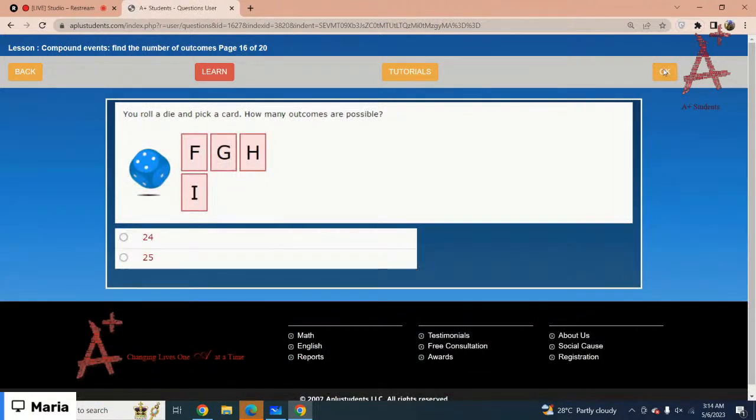Okay, you roll a die and pick a card. So for the die, you have 6 outcomes, and for the cards, you have 4. So that means the total outcomes are 6 times 4. That would be, yes, 24. So the correct option is 24.